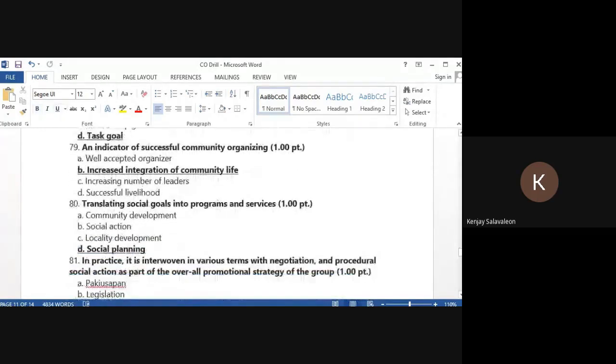79. An indicator of successful community organizing is a well-accepted organizer. Hindi siya indicator na magiging successful na siya. Maybe siguro makikita natin na it is an early indicator but not as an indicator per se. Letter C, increasing number of leaders. Possible siya, successful livelihood, but pag sinasabi natin increased integration of community life, ito na yung sa community immersion.